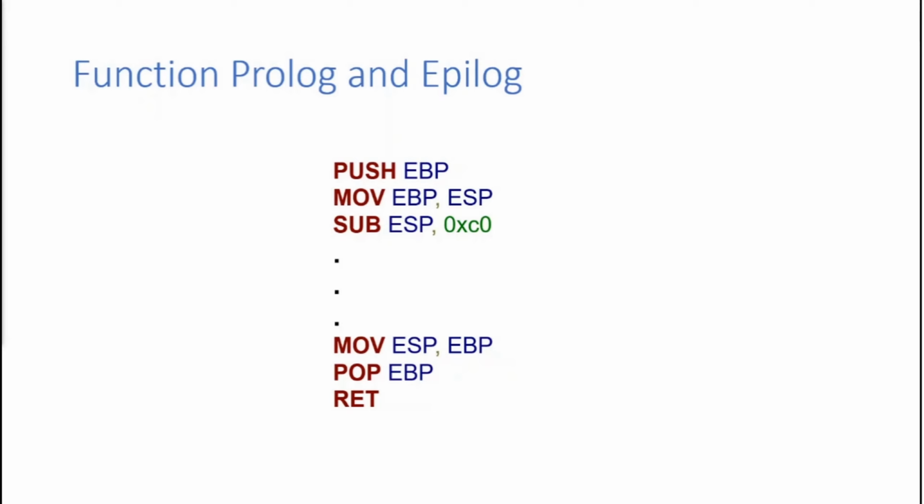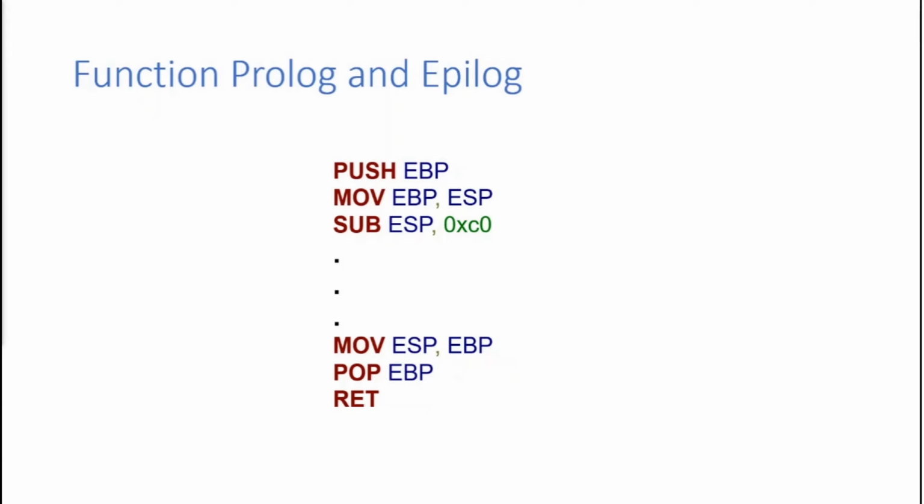Function Epilog reverses the action of the function Prolog and returns control to the calling function. It typically does the following actions. It drops the stack pointer to the base pointer, so room reserved by the function Prolog for local variables is freed. It pops the base pointer off the stack, so it is restored to its original value before the Prolog. It returns to the calling function by popping the previous frame program counter off the stack and jumping to it.